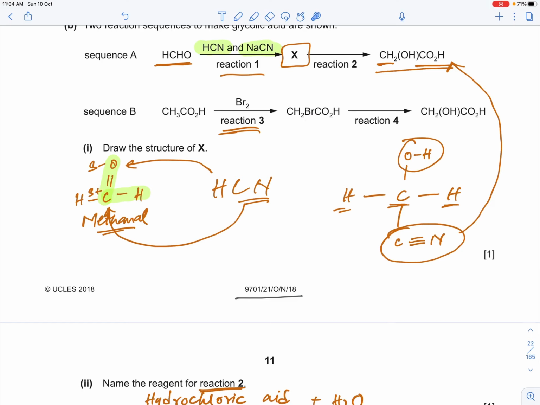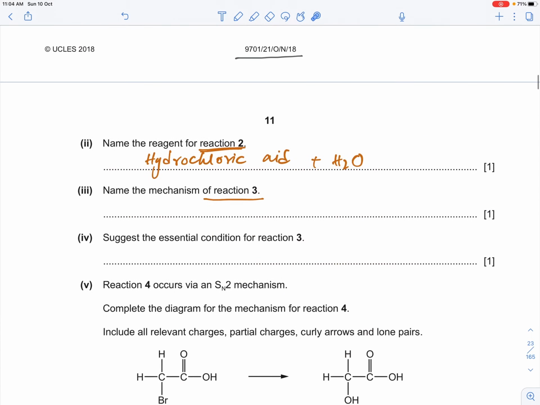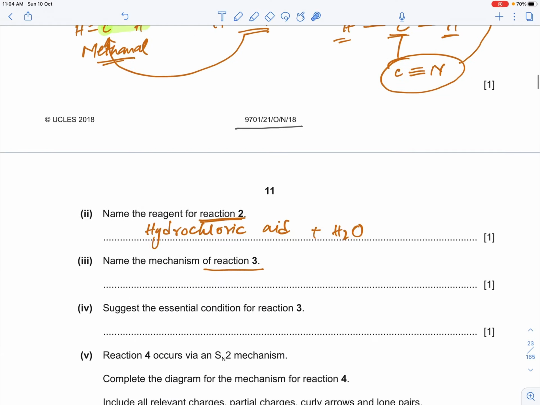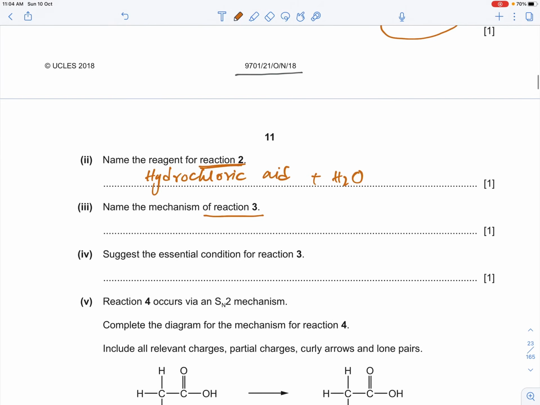So this is the reaction of alkanes in which a halogen replaces the hydrogen. So the mechanism of reaction 3 is the free radical mechanism, the reaction of alkanes. From the CH3 group, one of the hydrogens is replaced, and in the place of that hydrogen, now we have a Br group present. So this is free radical substitution.